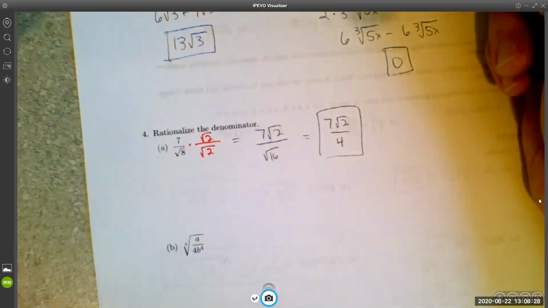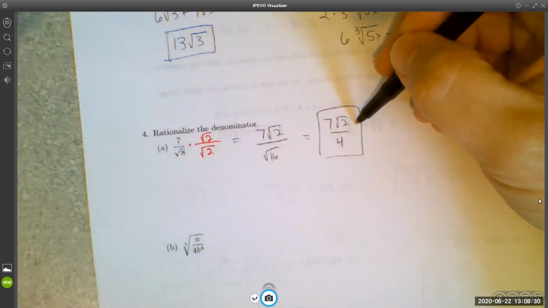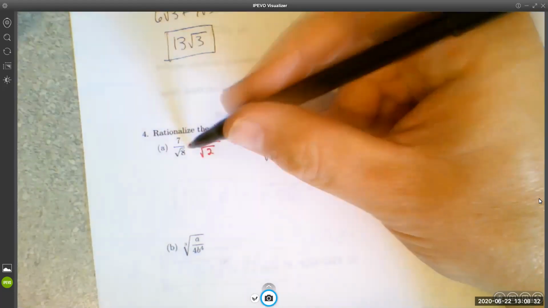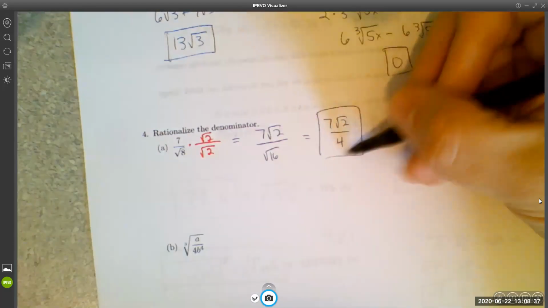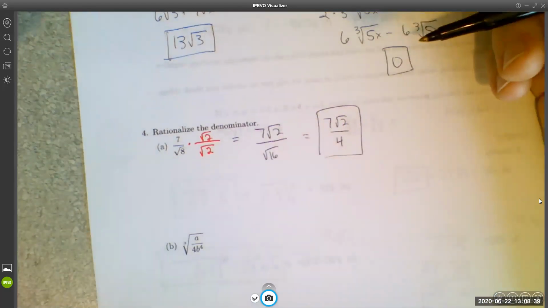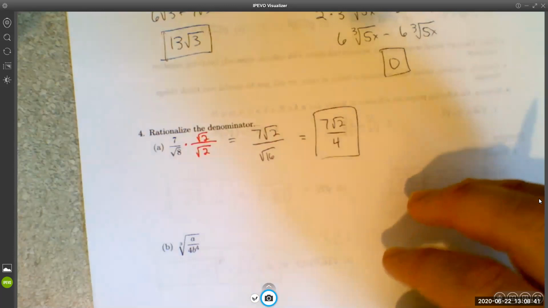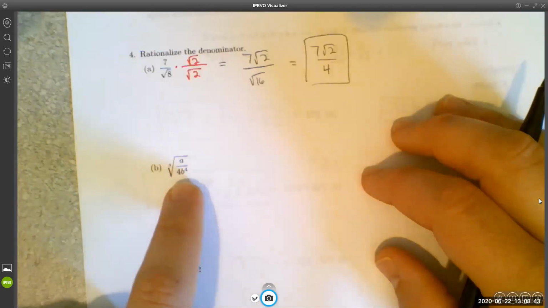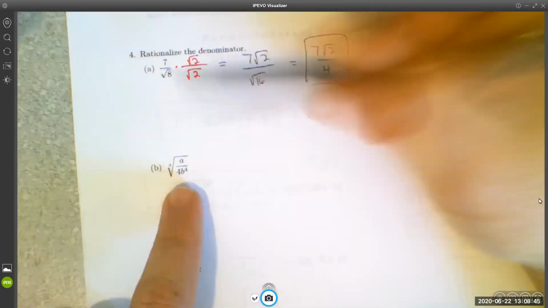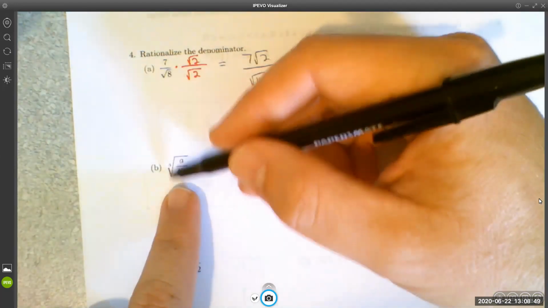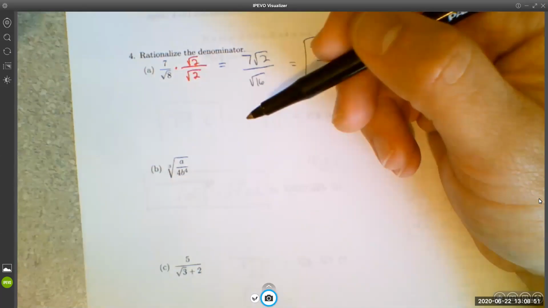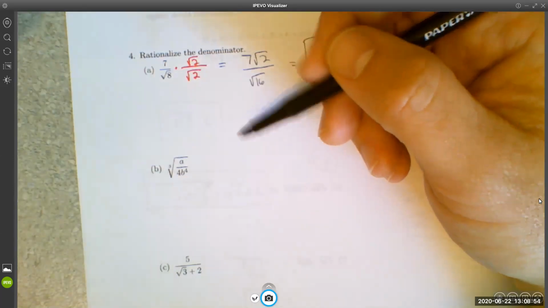Okay? And even though this looks more complicated than that, this is considered the simplified version because it doesn't have any radicals in the denominator. Now, if you look at part B, this is a problem for a different reason than part A was a problem, right? The reason part B is a problem is because you have a fraction inside of a radical, and we don't tend to like that. So here's how we deal with this.